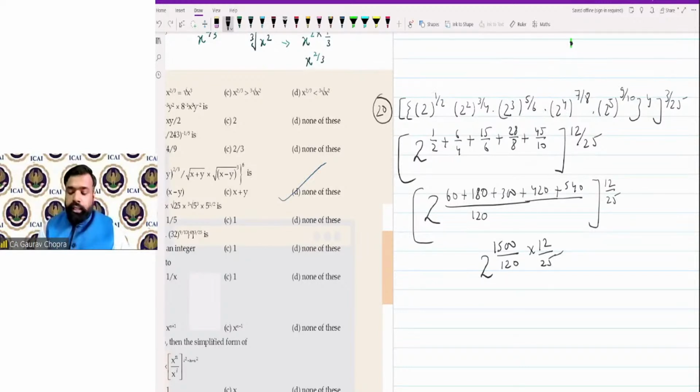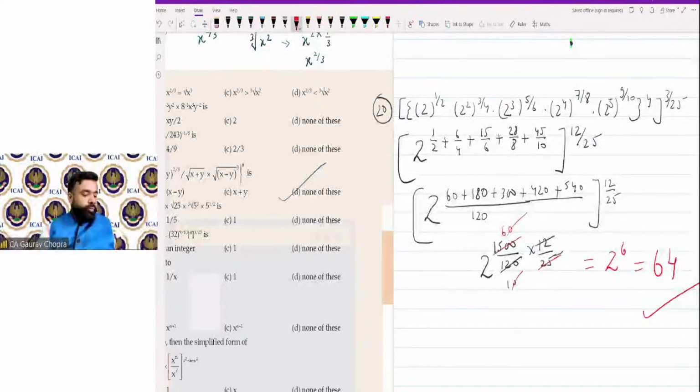Let's cancel them with the help of 12. 10 is left, and 25 can also be cancelled directly. 1 and then 6060. Then zeros and zeros getting cancelled. 2 to the power of 6, that is 64. So 64 is the correct answer.